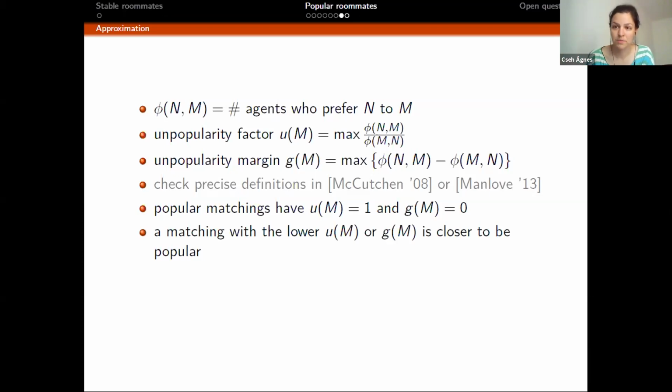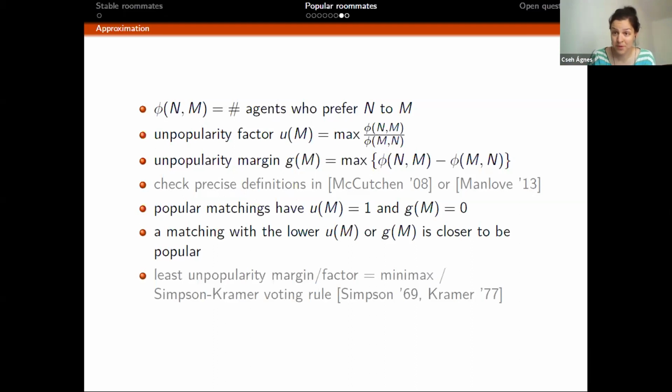Even though there is no popular matching, we can still try to search for a matching with a low unpopularity margin or factor. Again, if you're from voting, then you can consider this as the minimax rule or the Simpson-Kramer voting rule. Thank you to Ulle Endriss and Markus Brill for the pointers. This is just the same.